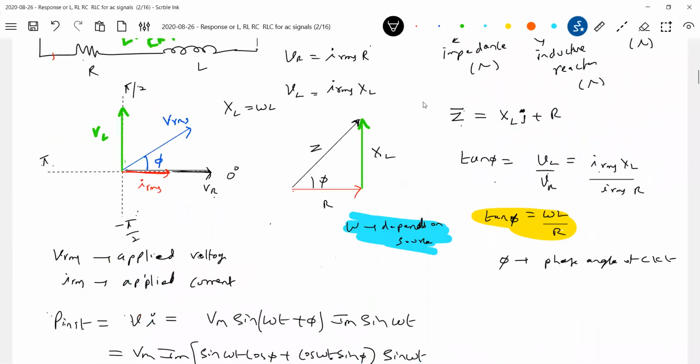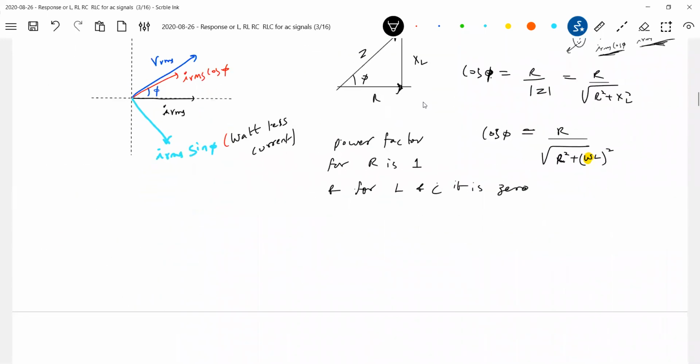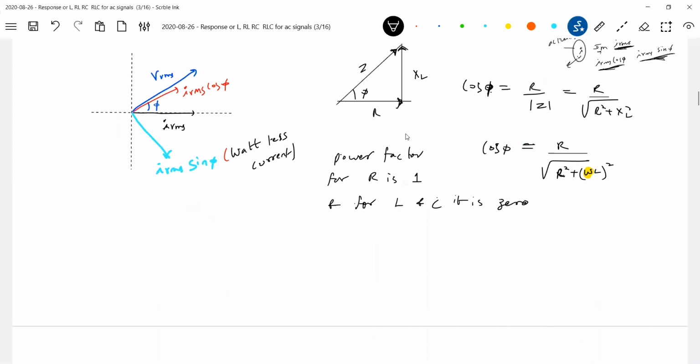Now let's come back to this one. After getting this, let me break up things. I'm having all the triangles here. What is the power dissipated across resistor R? It should be equal to I_RMS square into R only. Power dissipated, what is I_RMS into R?